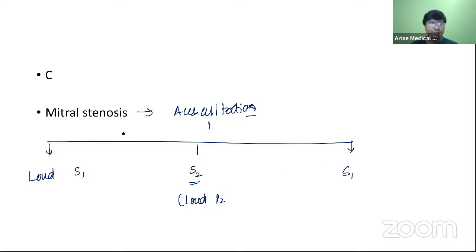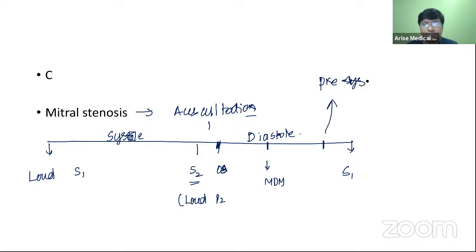Then again you will have S1. So this is your systole and this is your diastole. In the middle of the diastole, you will have a mid-diastolic murmur. In the early part of the diastole, you will have the presence of the opening snap. And in the later part of the diastole, you will have the presystolic accentuation, and that is due to left atrial contraction.